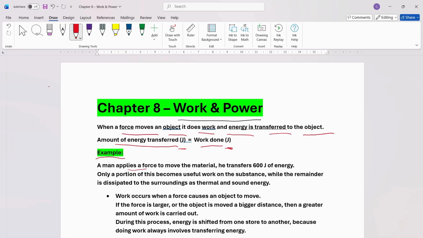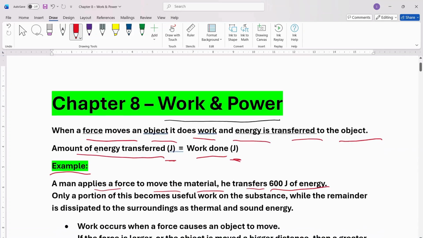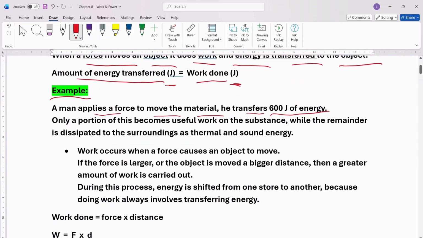Example: a man applies a force to move the material. He transfers 600 joules of energy. Only a portion of this becomes useful work on the substance, while the remainder is dissipated to the surroundings as thermal and sound energy. Work occurs when force causes an object to move.